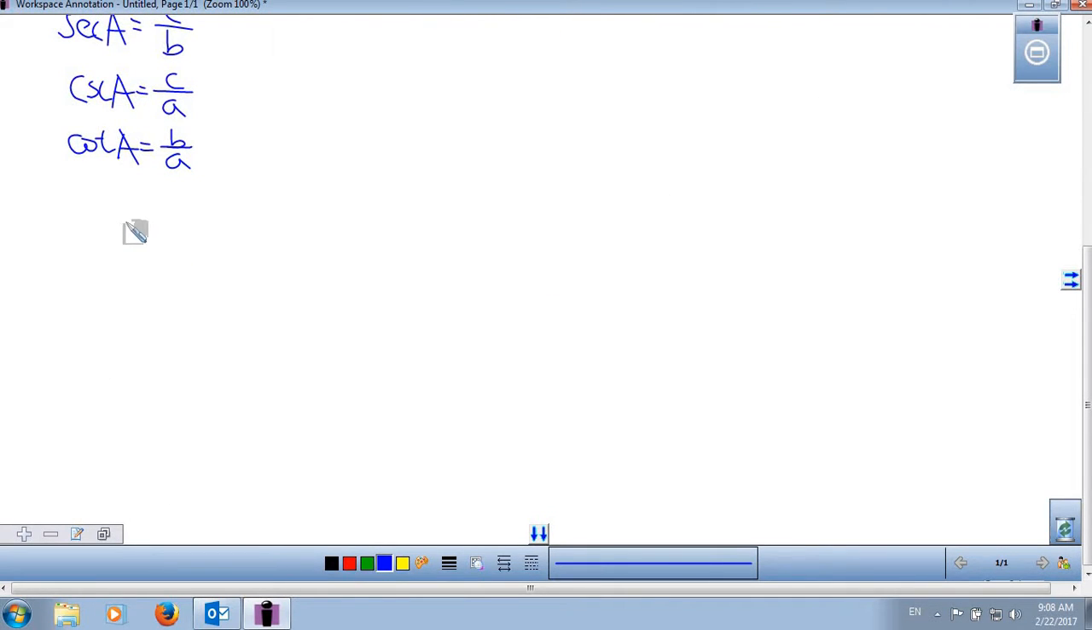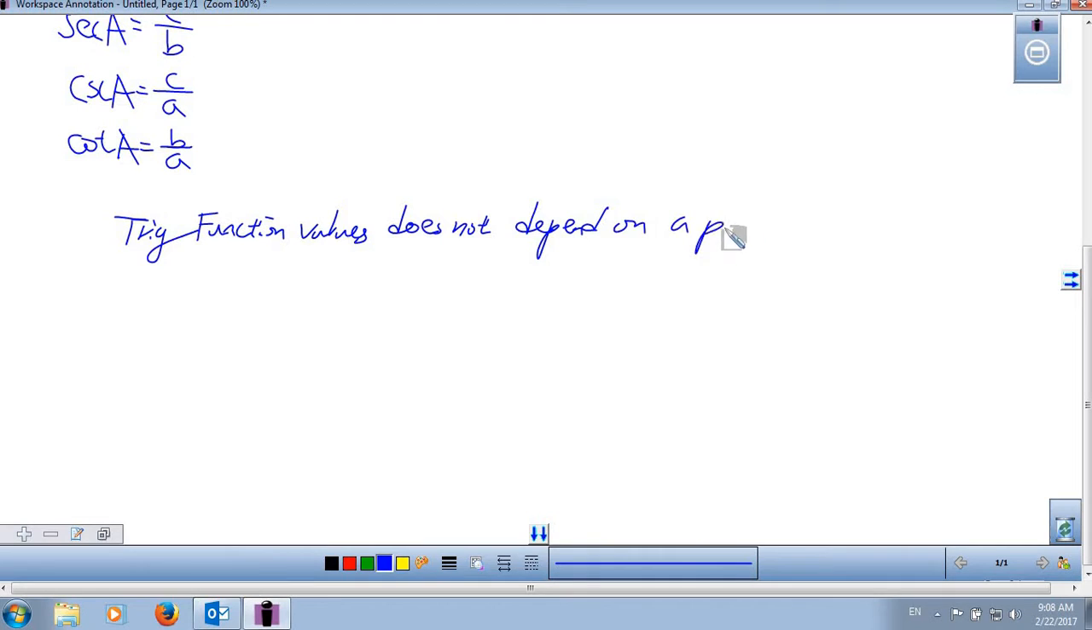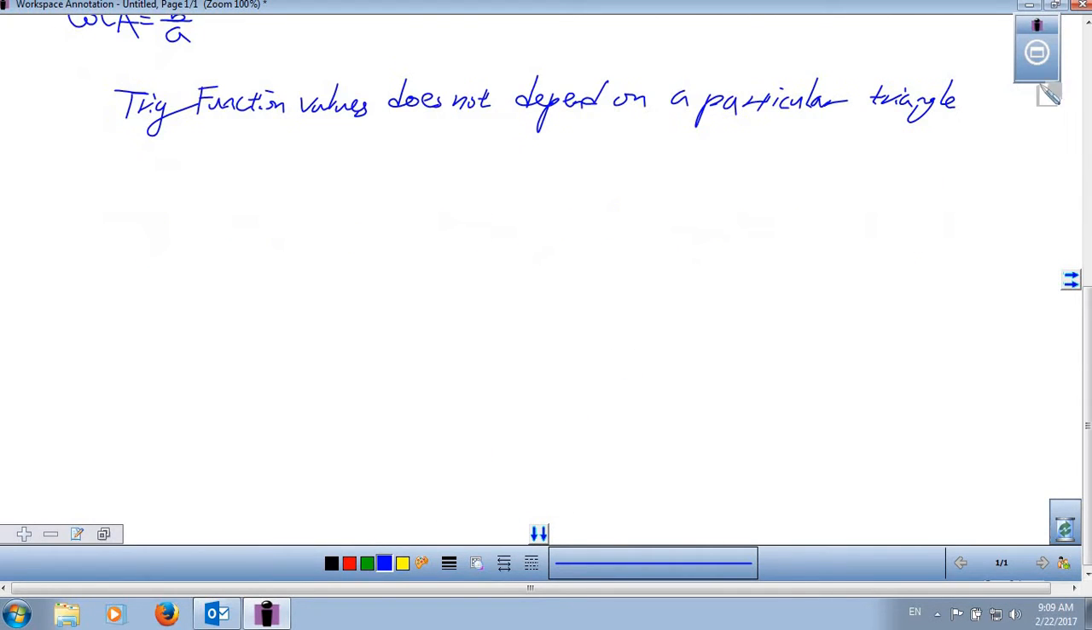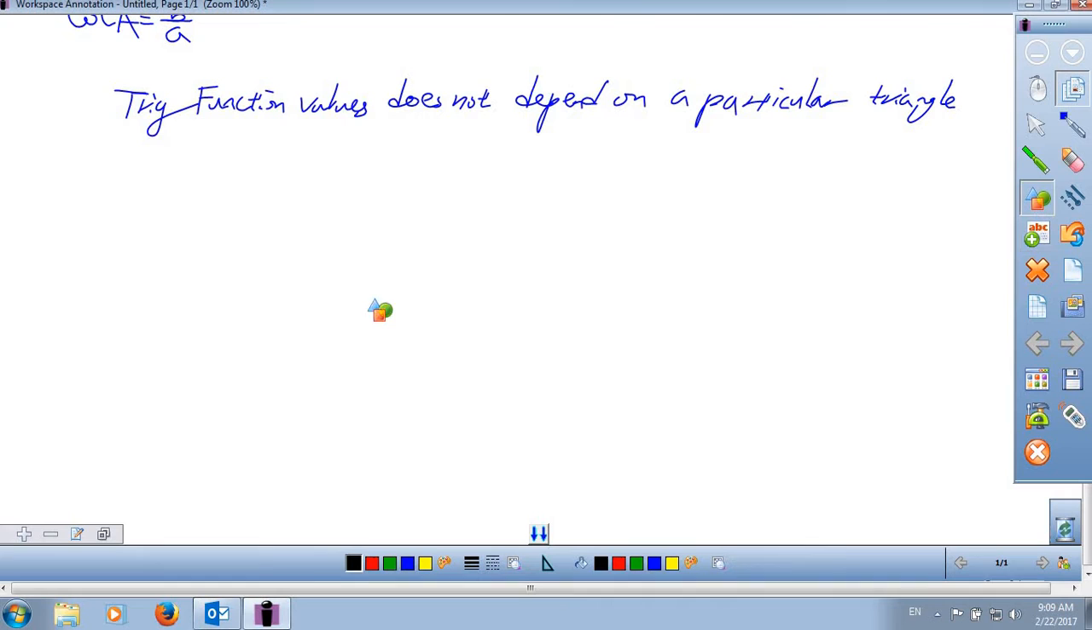So the trig function value does not depend on a particular triangle. We're going to do a little proof here to show you why that is true.